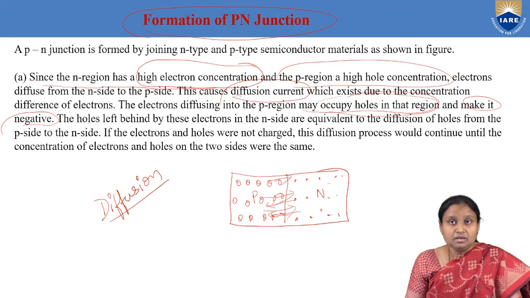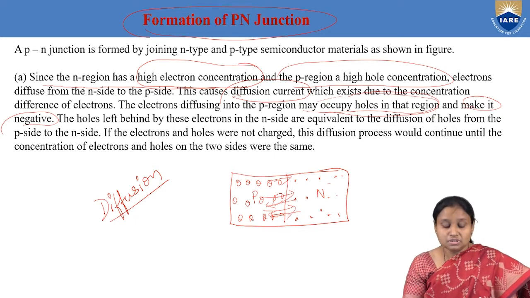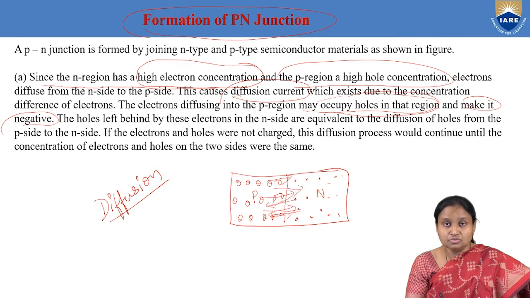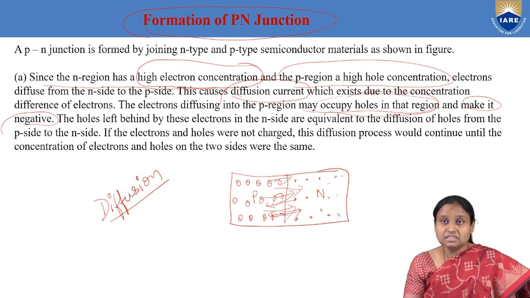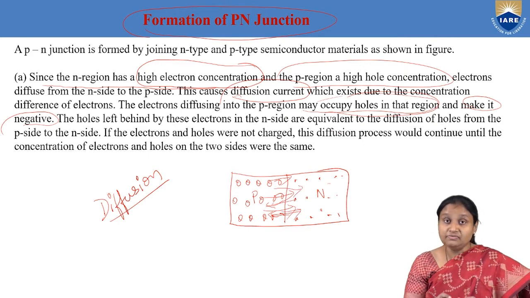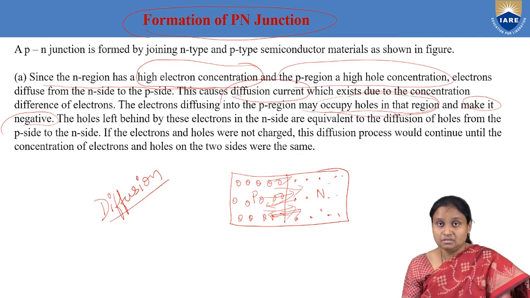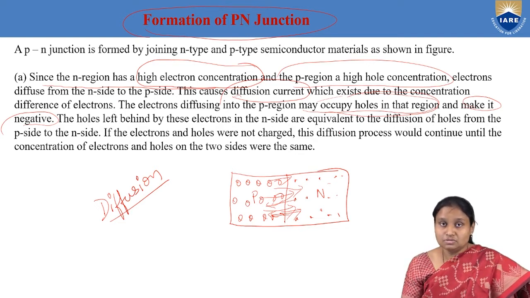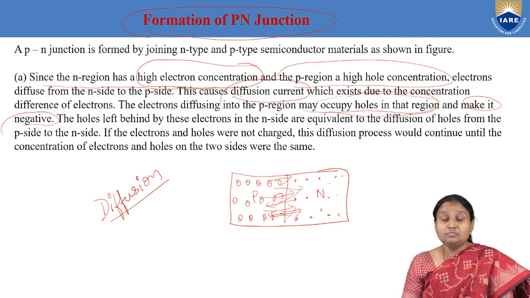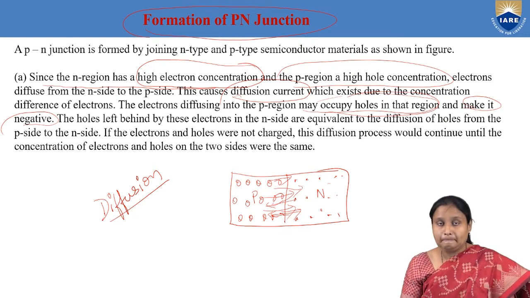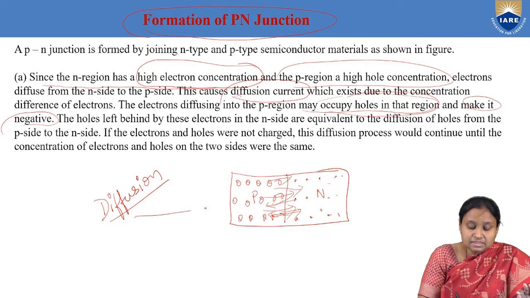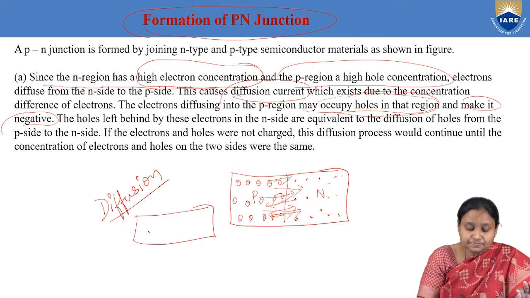Similarly, holes, when they go from the P region to the N region, will try to combine with electrons there. And now these holes become immobile once they go to the N region. They are taken as immobile positive charges. I hope you are able to understand what we are doing here.